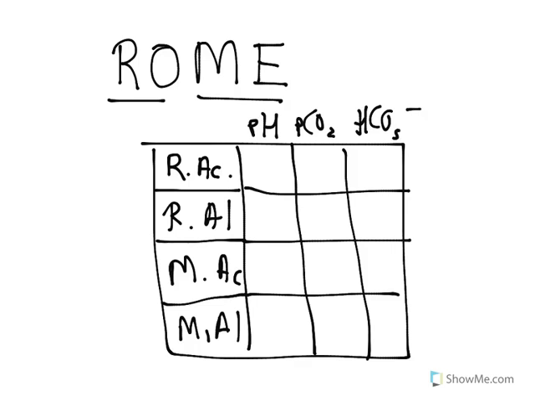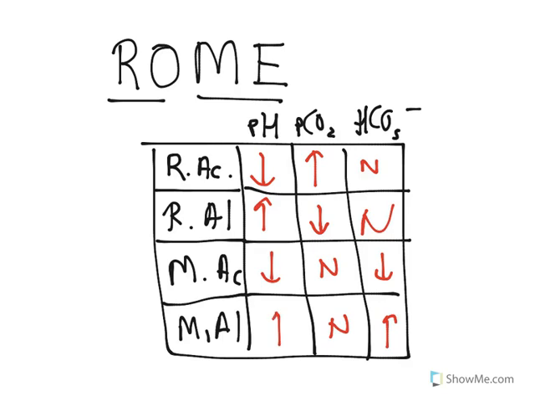Now, in ROME, respiratory is opposite. If CO2 goes up, pH must go down. Let's use red here. If CO2 goes up, pH must go down. Now, normally, you're going to see a normal bicarbonate in respiratory. So, if CO2 goes down, pH goes up. Now, in terms of alkalosis, CO2 is relatively normal, but metabolic is equal. If the bicarbonate goes down, so does the pH. And if bicarbonate goes up, so does the pH.